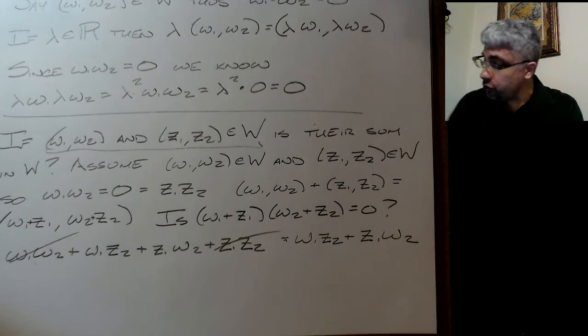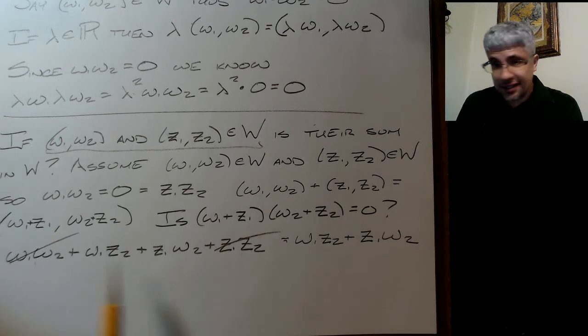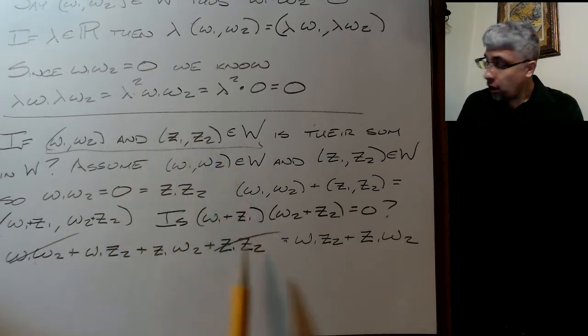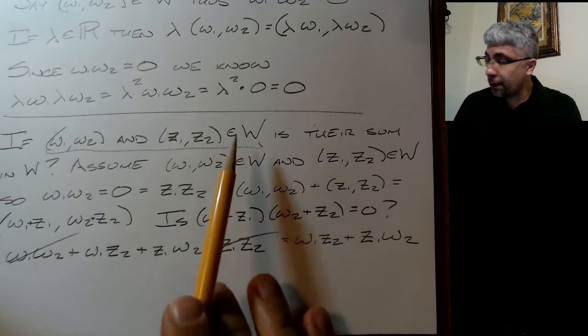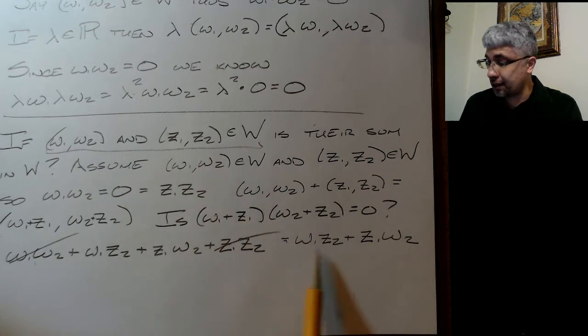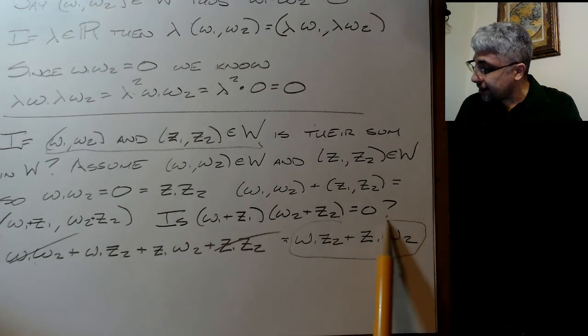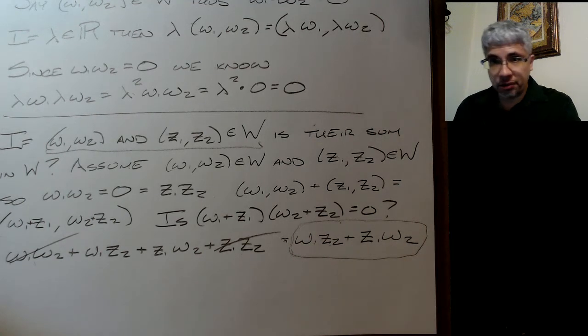So whenever you do the work and you fail, that work is not lost. What this is telling me is that if I have two elements that are in W, whether or not the sum is going to have the property I need, which is that the product of the two elements is 0, is dependent on this expression here, W1Z2 plus Z1W2.